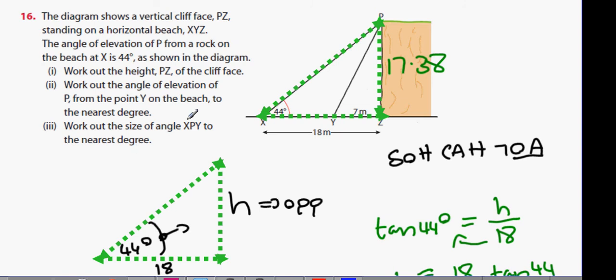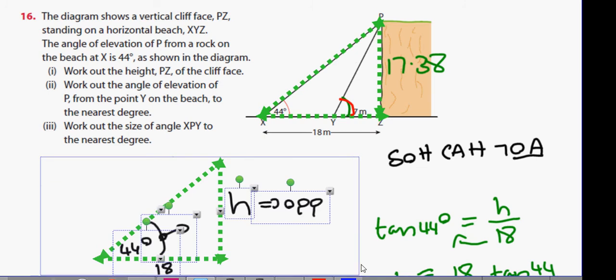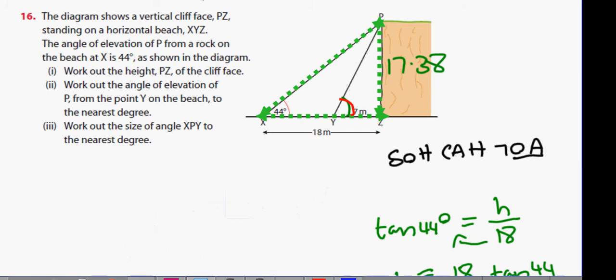Okay? Work out the angle of elevation of P from the point. We need to find out this angle here in red. So like last time, going to draw out a diagram. Quick triangle will do me. Now you can see that we're predicting an answer bigger than 44 degrees, aren't we? Because he has to look higher up, because you're closer to the high object. So we know that it's going to be 7 across and 17.38 in the air.